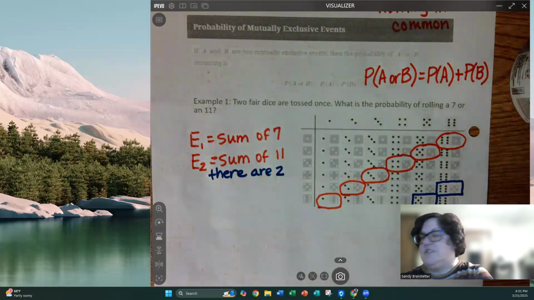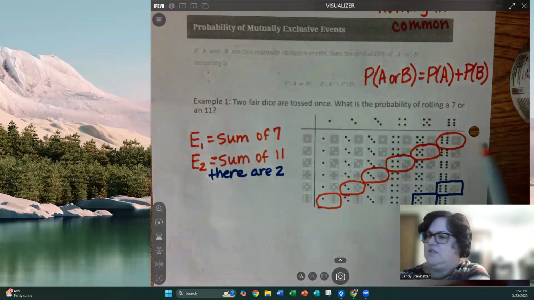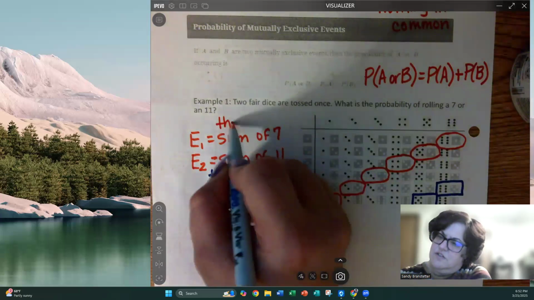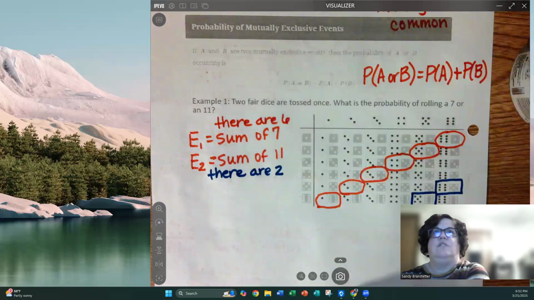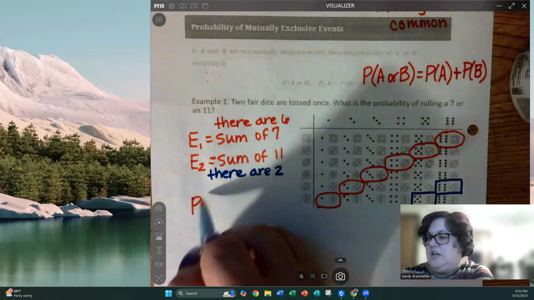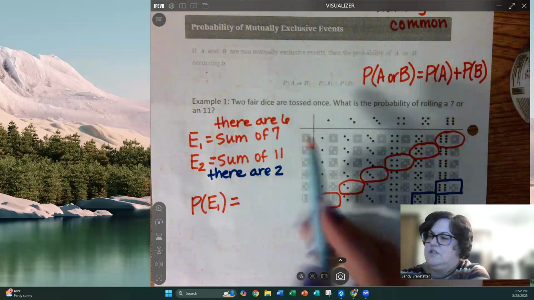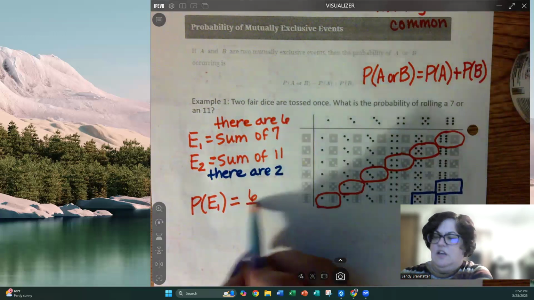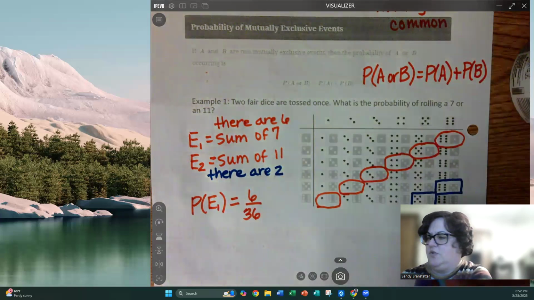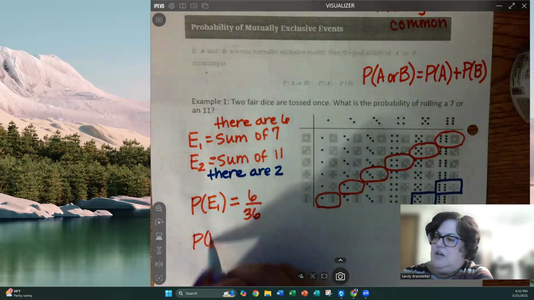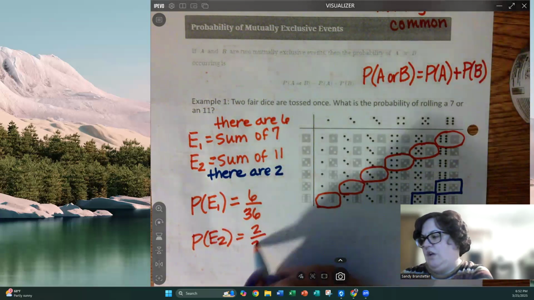Again, we did the sum of 7 on our previous lesson. There are 1, 2, 3, 4, 5, 6 of those. So the probability of E1 equals 6 out of 36, because there's 36 possible. The probability of E2 equals 2 out of 36.